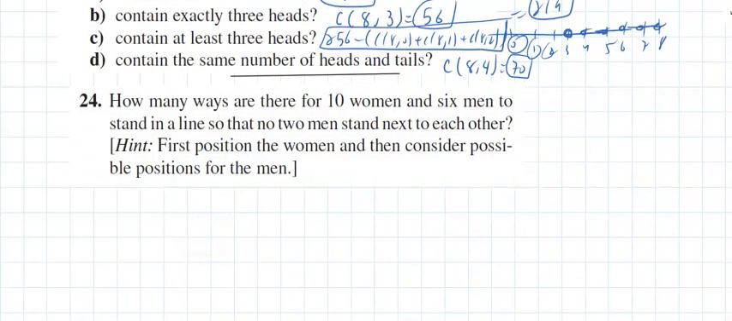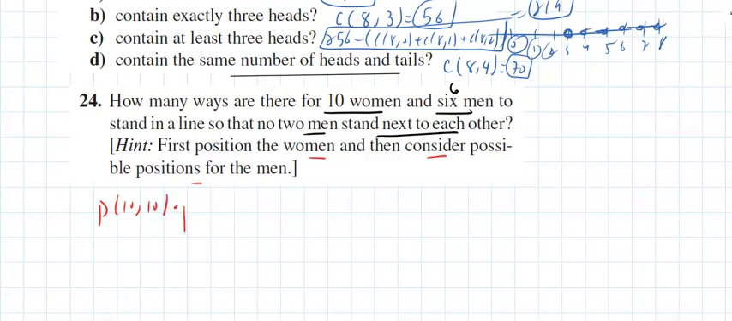How many ways are there for 10 women and 6 men to stand in line so that no 2 men stand next to each other? So they alternate. Now, if you think about it, they give you a hint. They say first position the women, then consider positions for the men. Okay, if you want to stand the women in order, out of 10 women, you're going to choose all 10 of them.